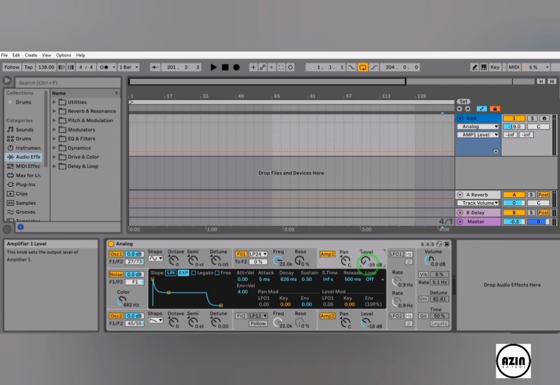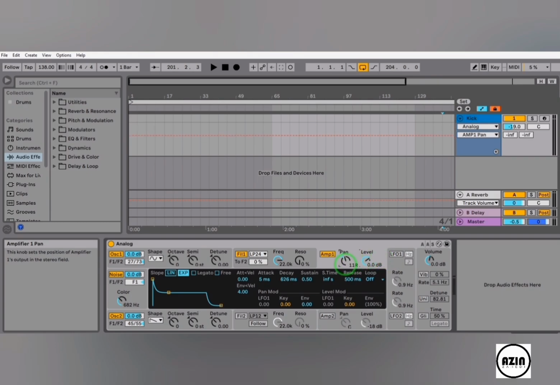Level controls the final output gain of the signal after filtering. For lead, 80 to 100%, bass 70 to 90, pad 60 to 80, and pluck 100%. It keeps a headroom. Don't max both AMP1 and AMP2 if using dual filters.